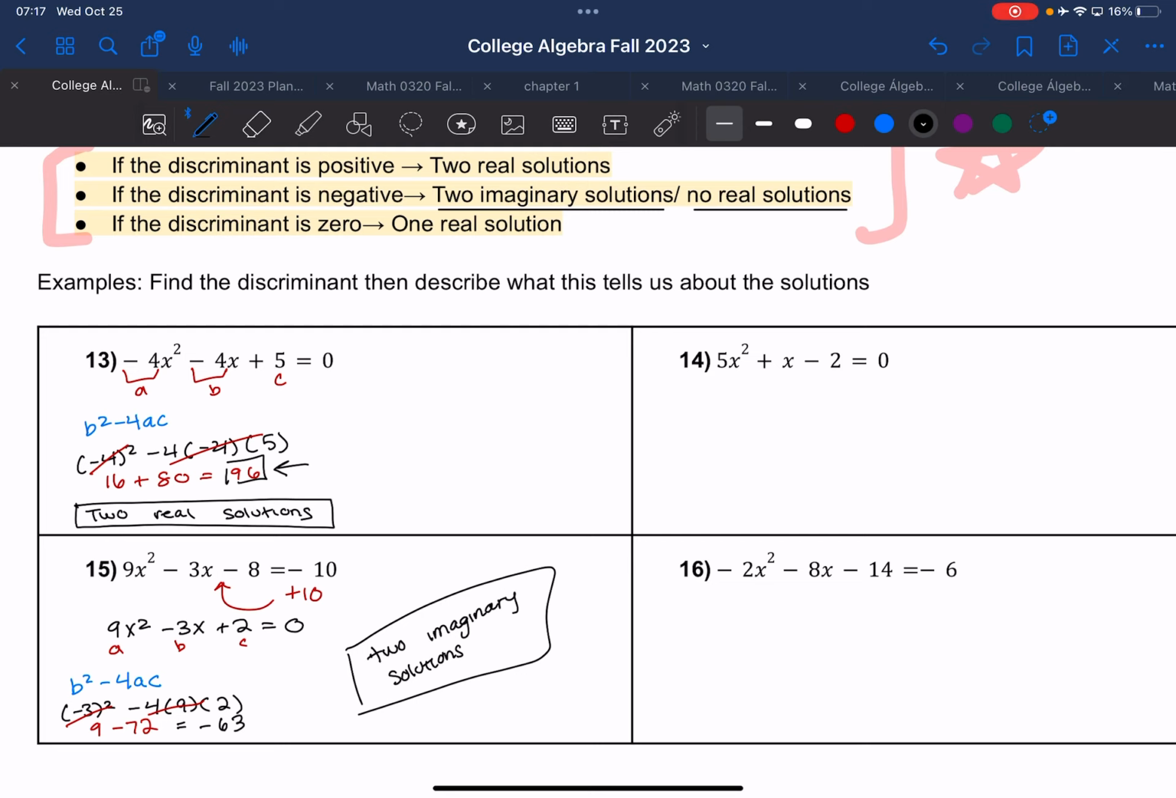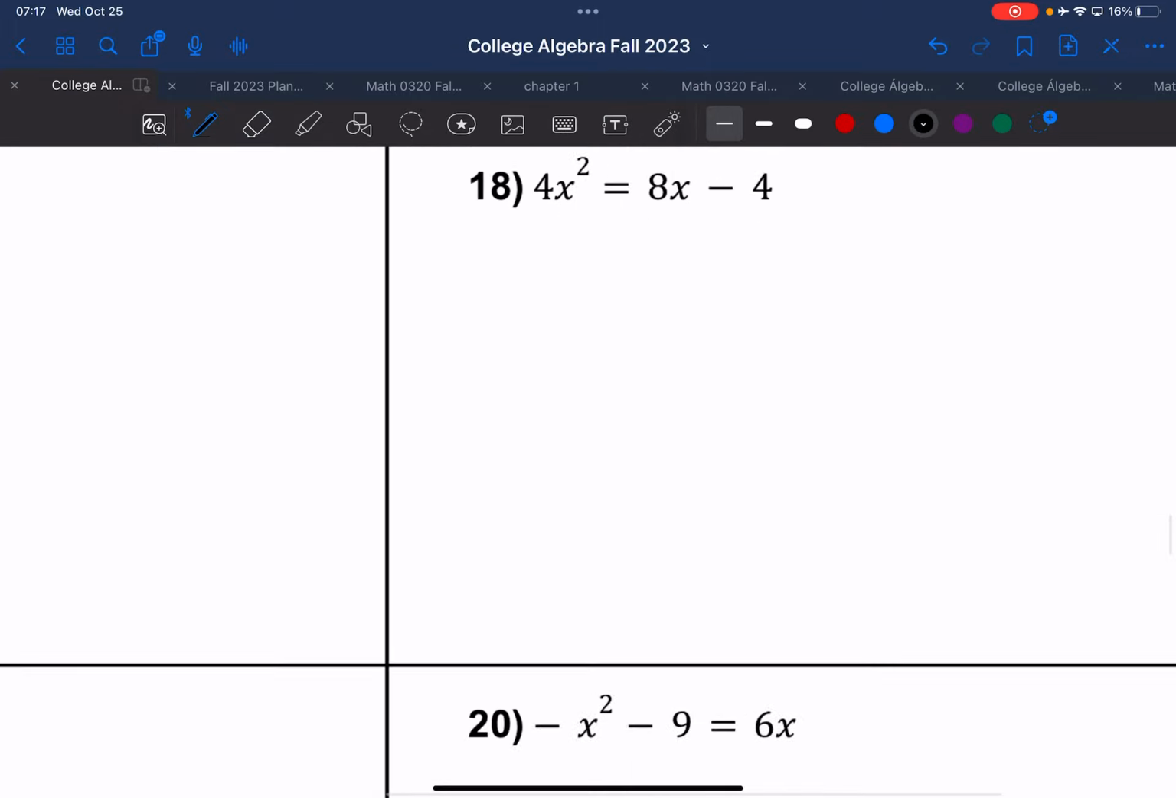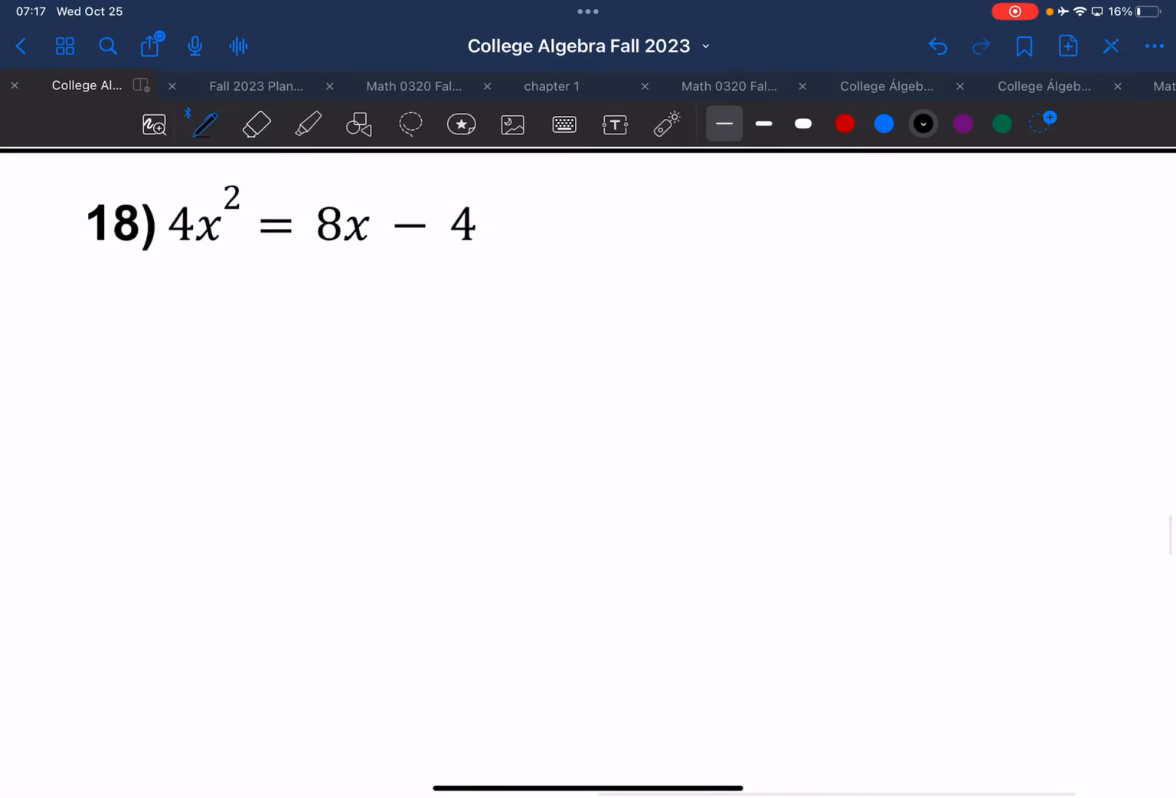Okay, let's look at number 18. Number 18, is this in standard form? No, what do we need to do to make it standard form? Everything from the right to the left. Good, we need to move all this over to the left.